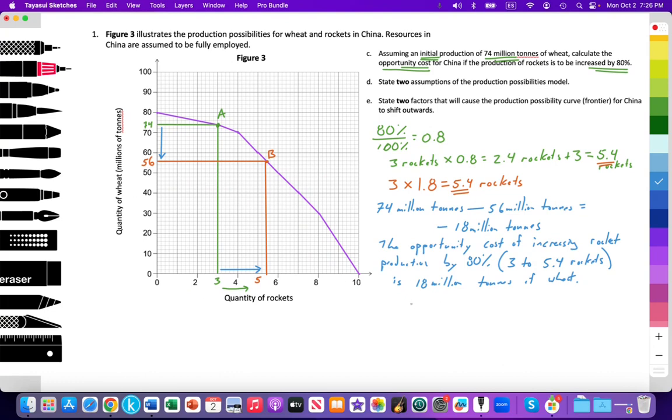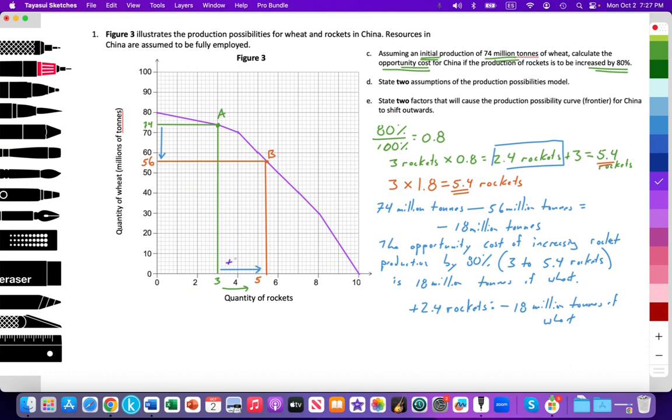So we want to think as a ratio to increase rocket production, right? To increase rocket production by 2.4. Here we see 2.4 increase in rocket production. To increase rockets by 2.4, we've lost negative 18 million tons of wheat. Okay, and I can put those values in here so I can visually see what's happening. So here we have a plus 2.4 increase in rocket production, and here we have a decrease of negative 18 million. It's going down by 18 million right over there. Okay, so we've answered that question.